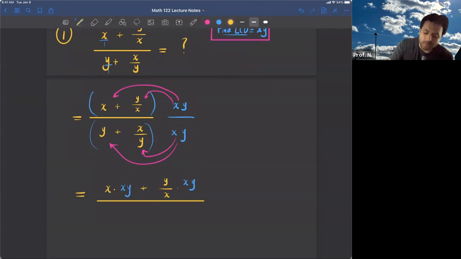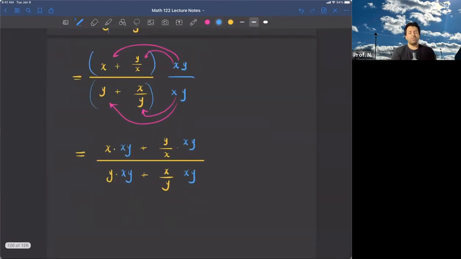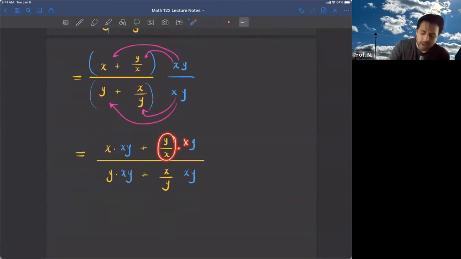So I'm going a little bit in slow motion here. So this is y multiplied by xy plus x over y multiplied by xy. So you see this? This is after I distributed the LCD in the numerator and the LCD in the denominator. Now, what happens when I multiply y over x times xy like this? What happens is the x is here, only the x is here, they cancel out. And only the y is here, they cancel out.